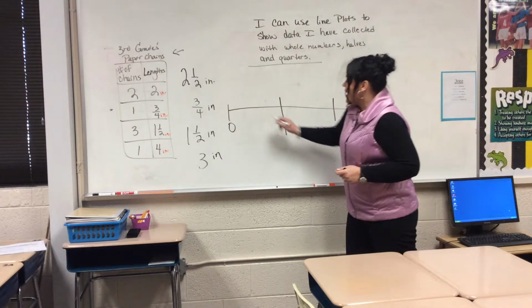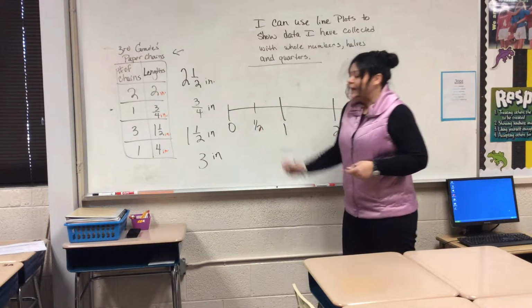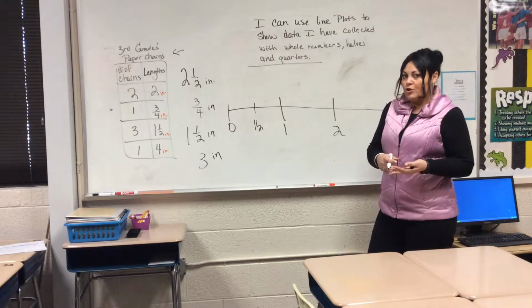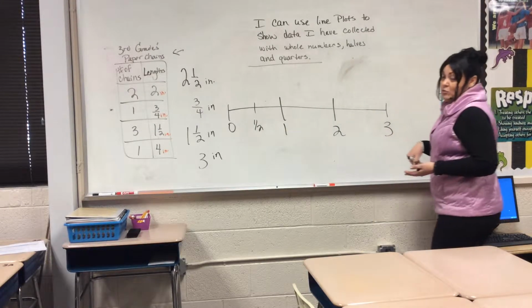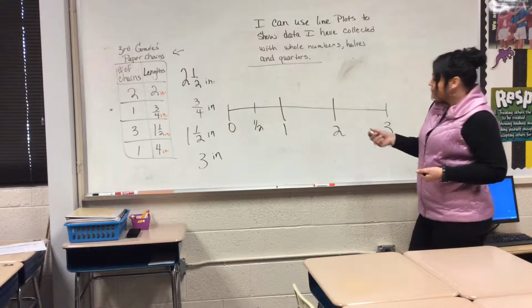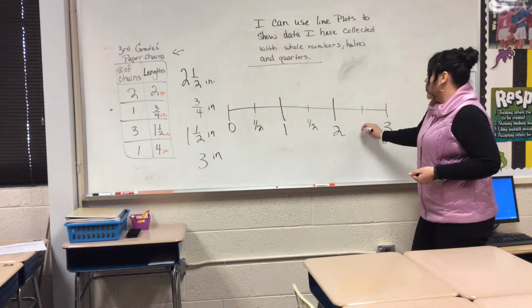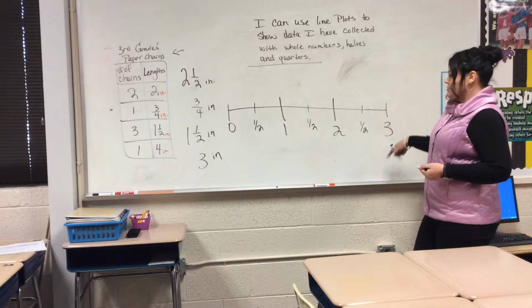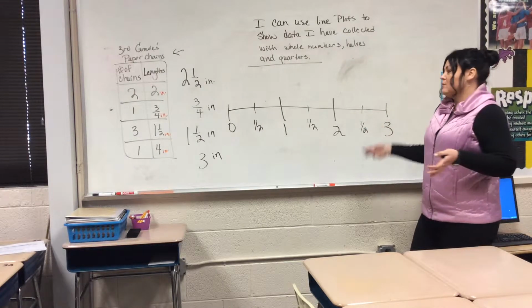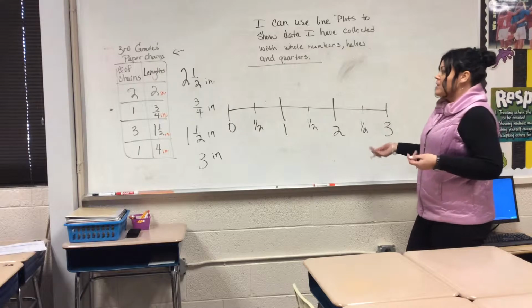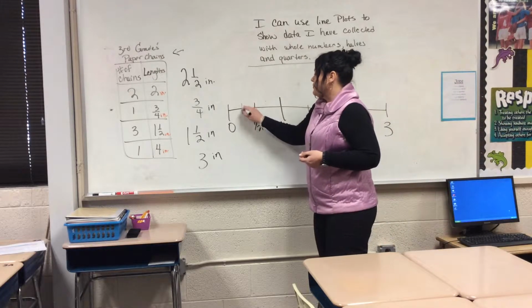Between 0 and 1, I have 1/2. If you need to follow along in your journal or write some notes in your journal, you can do that or scrap paper. 1 and 1/2, 2 and 1/2, and then we get to 3. So I have my halves marked on my number line. So now let's look at quarters.